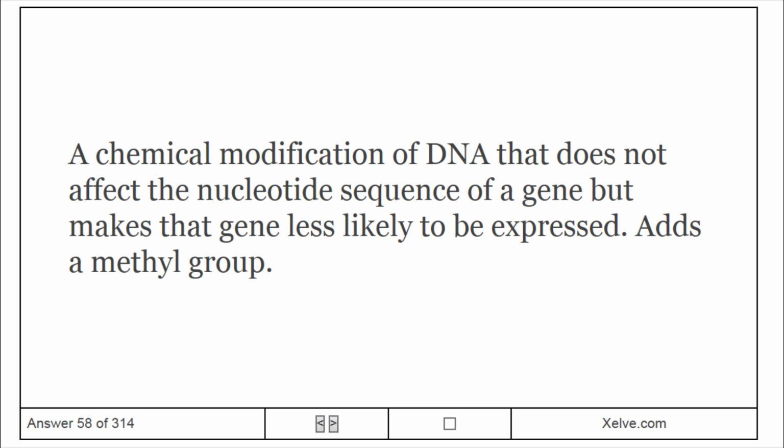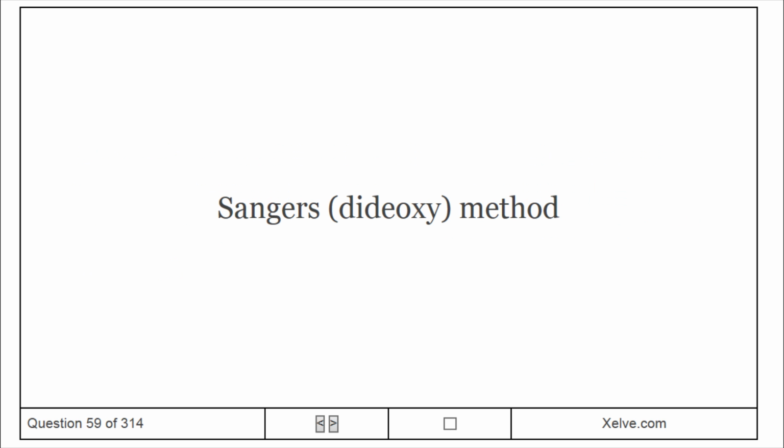Methylation. A chemical modification of DNA that does not affect the nucleotide sequence of a gene but makes that gene less likely to be expressed, adds a methyl group. Sanger's method.